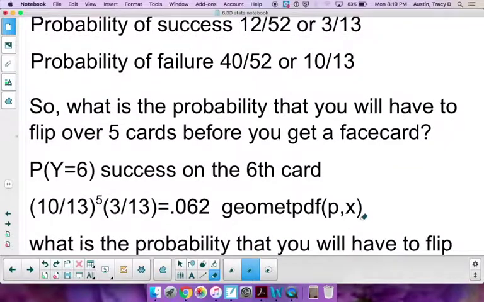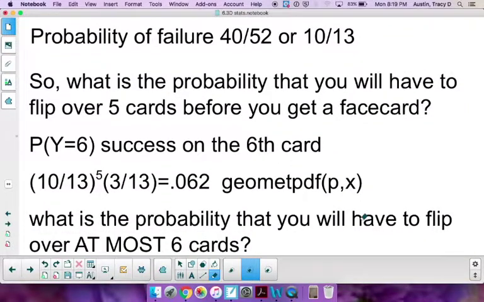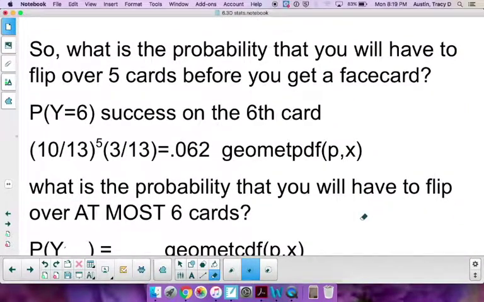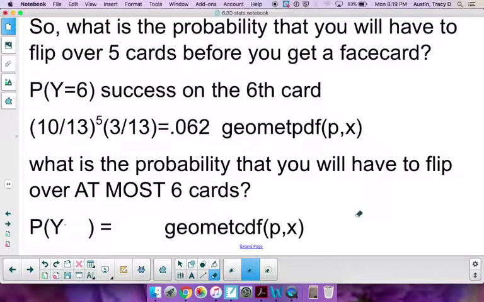Okay, so that's a geometric PDF. And again, that is for a singular, just like when we were doing binomial PDF. Now, here's the difference, okay? What's the probability that you will have to flip over at most 6 cards? Okay, at most meaning 6 or less, I hope you said.